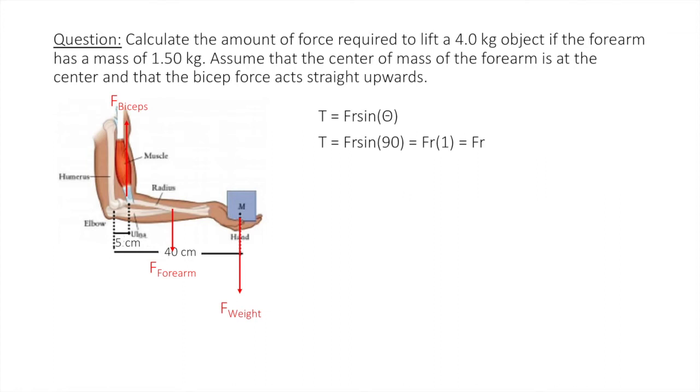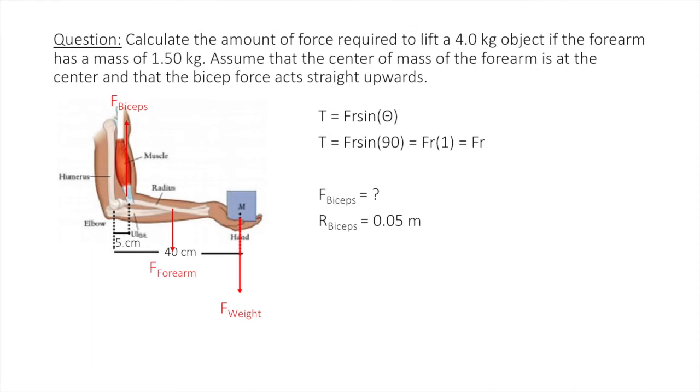Now all you have to do is find the force applied and the radius for each of the objects you have. For the bicep, the force applied is what you're solving for, so you can leave it blank for now. The radius is 0.05 meters. Remember to convert the measurements given in the question from centimeters to meters.